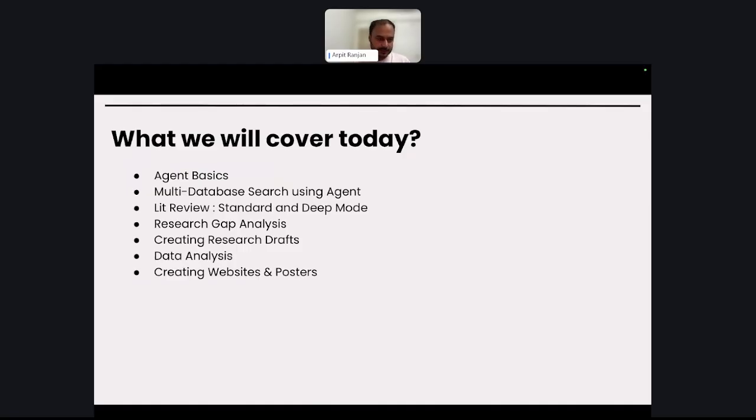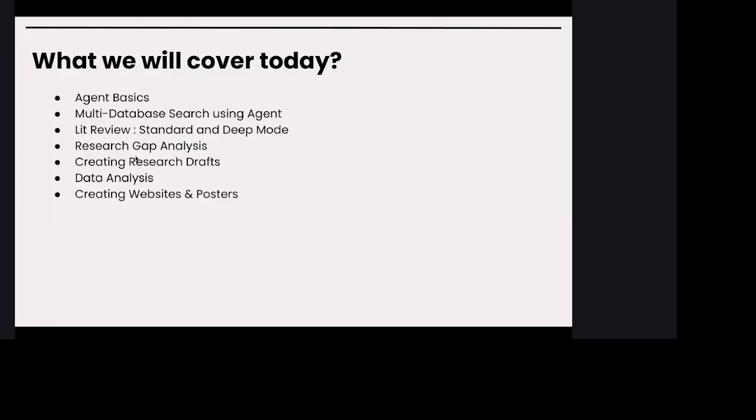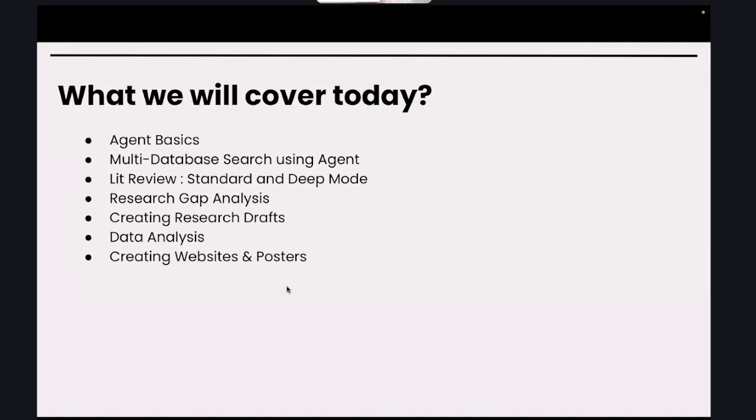So what we'll cover today: we'll first look at a few of the basic things about the agent. We'll understand what an agent is and what the different components of the agent are. And then we'll run and see the execution of a bunch of use cases on the agent. I've listed around 6 use cases: multi-database search using the agent, literature review, where we'll see how standard and deep review mode works, research gap analysis, creating research drafts, data analysis, creating websites and posters.